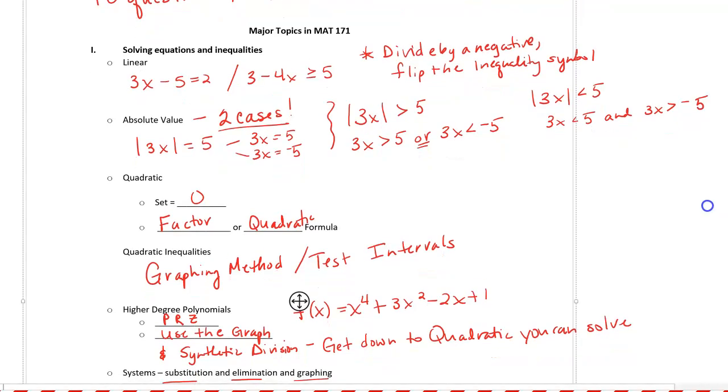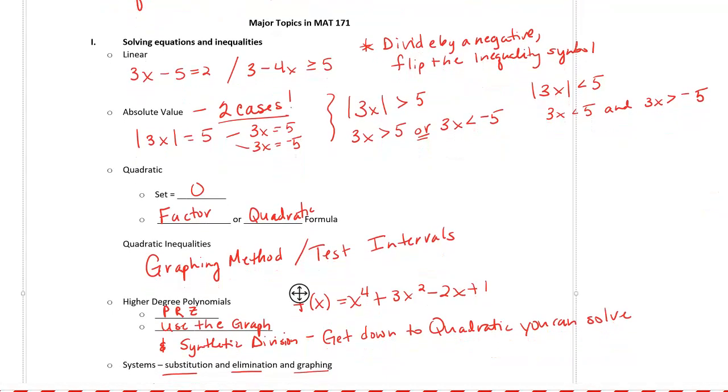One of the major things that we hope you got from Math 171 is that you're able to solve the different equations and inequalities we encountered this semester. One of those is linear equations, and I have some examples written down here. 3x minus 5 equals 2, where you add 5 to both sides and then divide by 3 to get your solution for x. And then the other is an inequality, which you solve the same way.